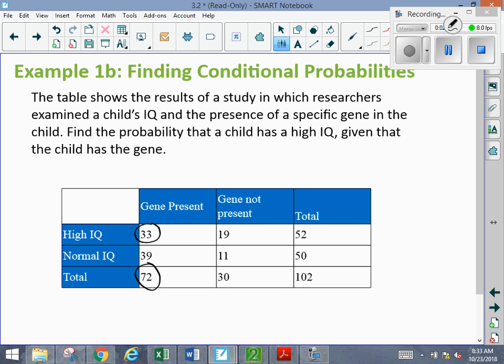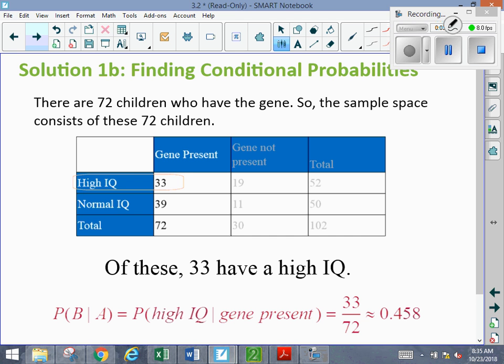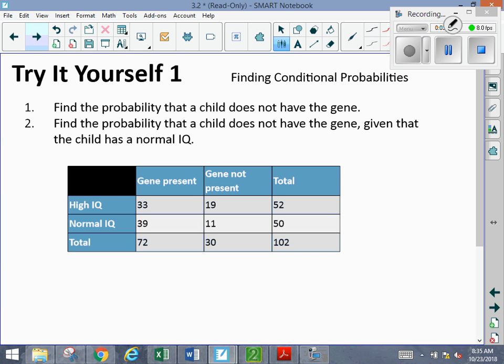So this probability is going to be, probability of IQ given gene, is going to be equal to 33 over 72. Okay, and here's just another picture of what I just did. All right, so let's do another one.